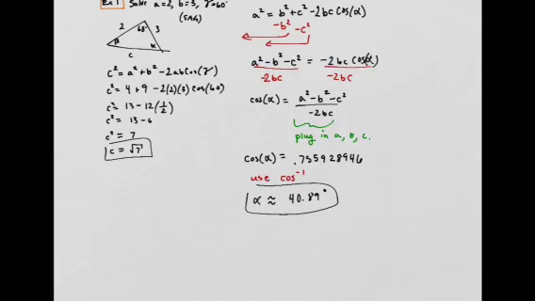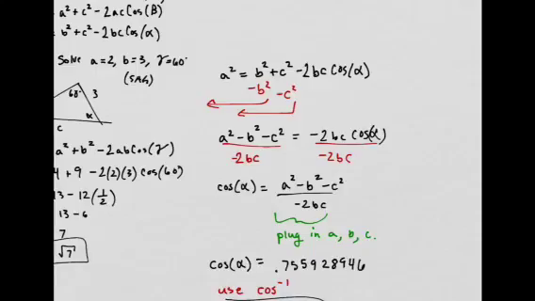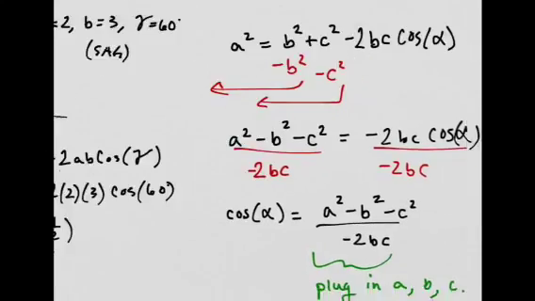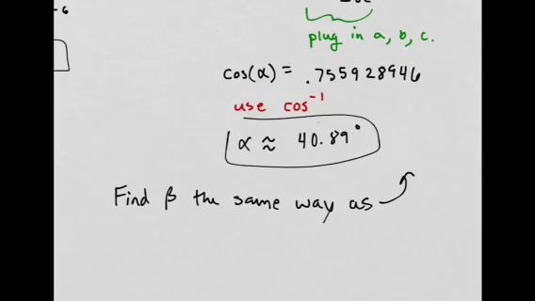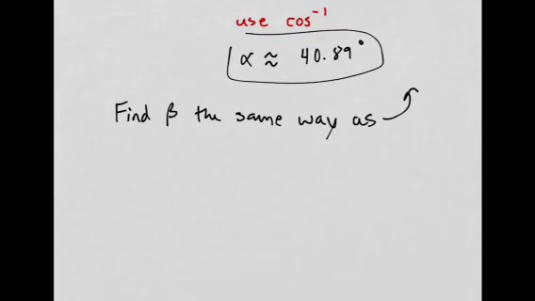I leave beta up to you. I will tell you what it is. You would use the second one, right? You would use this one, because you find beta the same exact way. You should try it. You should end up getting like 79 something.